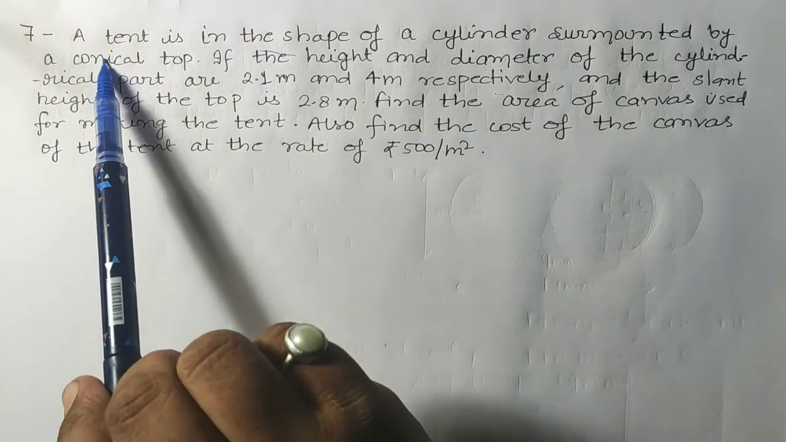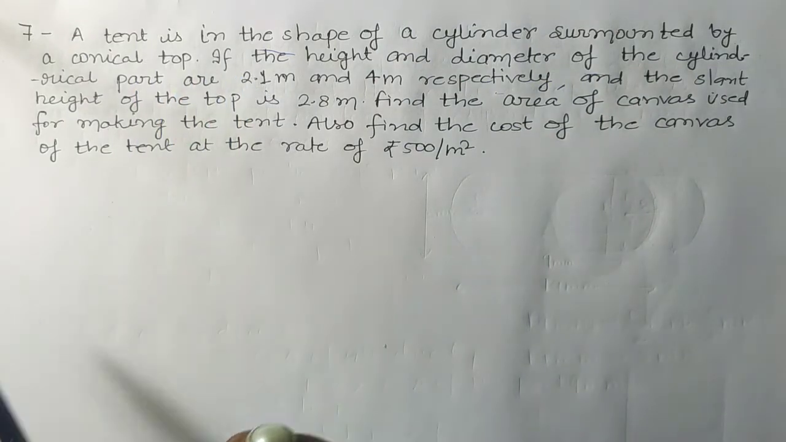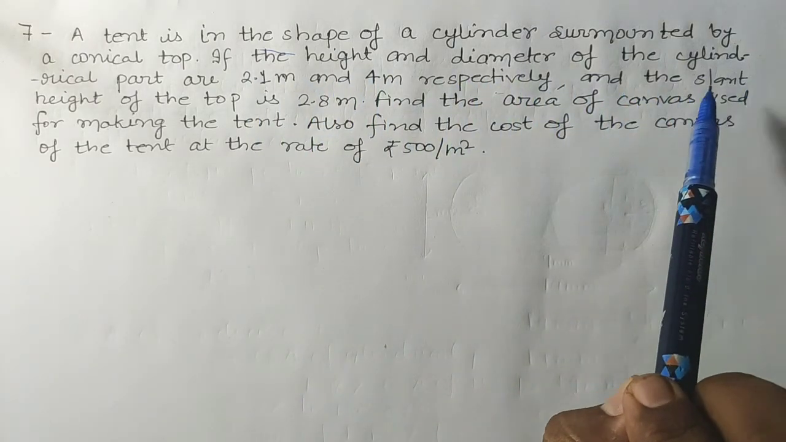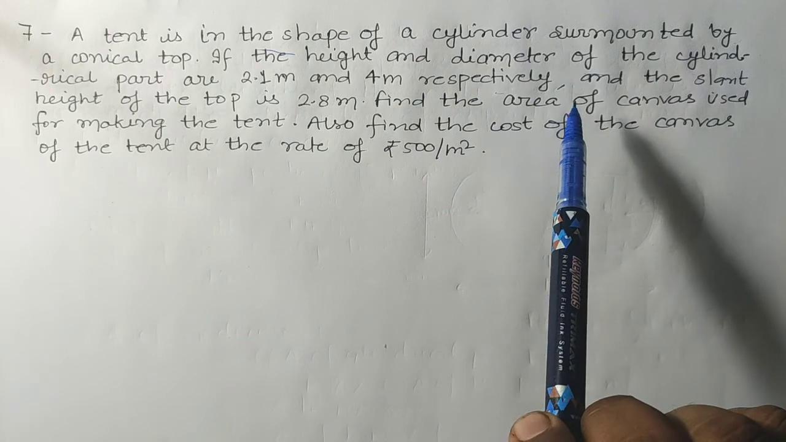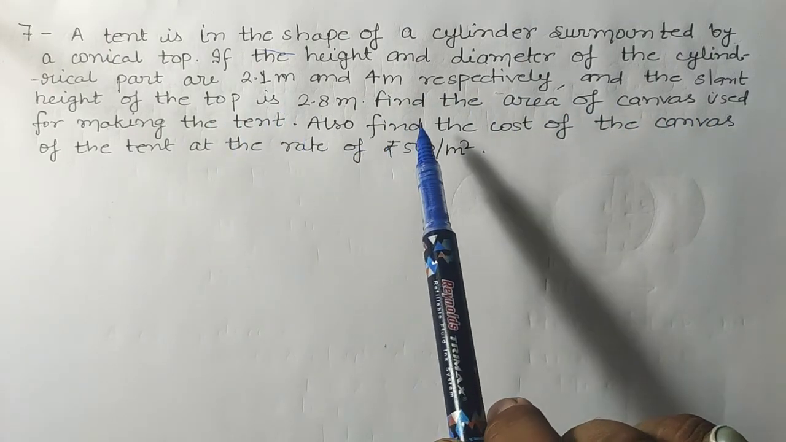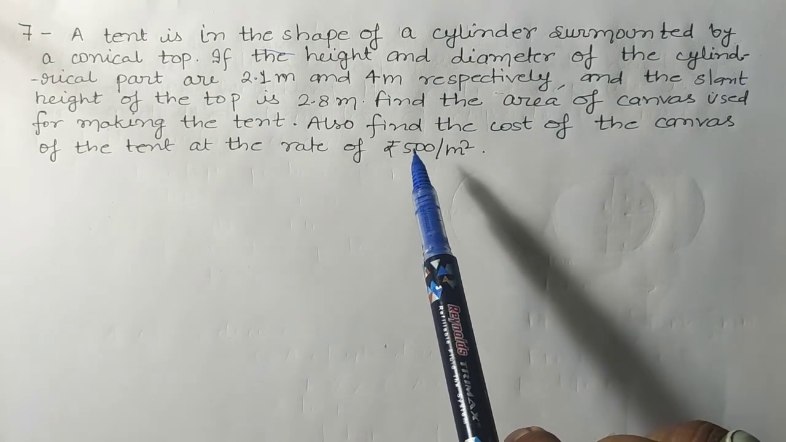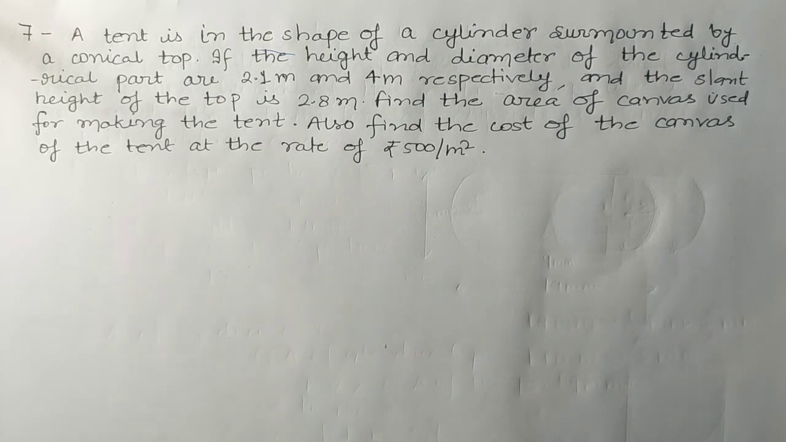Coming to the next question students, question number 7. A tent is in the shape of a cylinder surmounted by a conical top. So basically there is a tent, whose base is in the shape of a cylinder and whose top is in the shape of a cone. If the height and diameter of the cylindrical part are 2.1 meter and 4 meter respectively, and the slant height of the top is 2.8 meter, find the area of the canvas used for making the tent. Also find the cost of the canvas of the tent at the rate of rupees 500 per meter square.